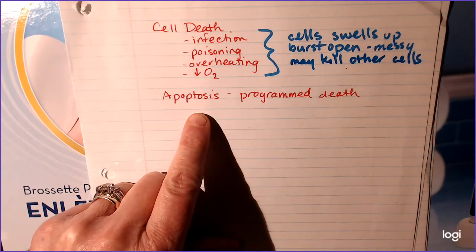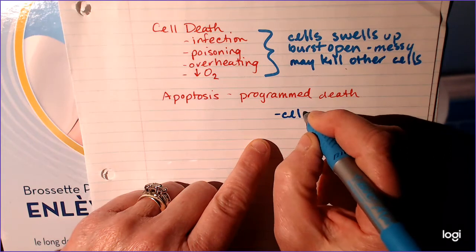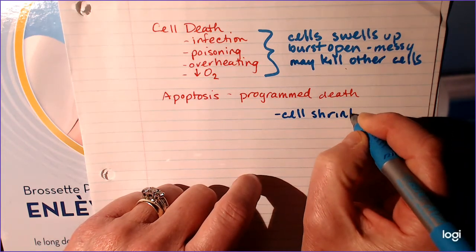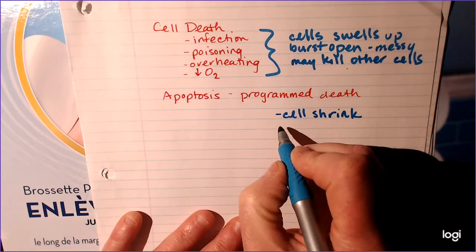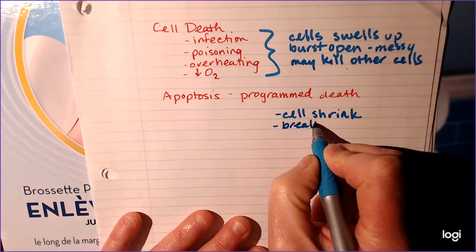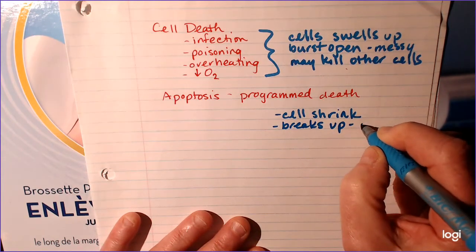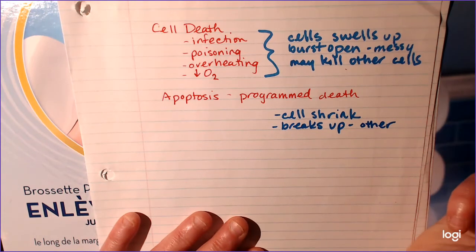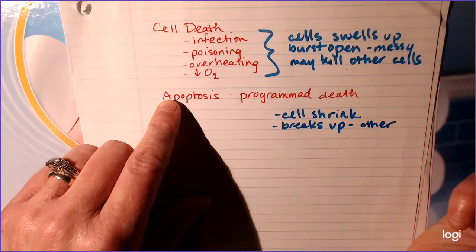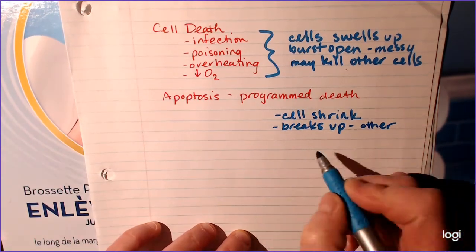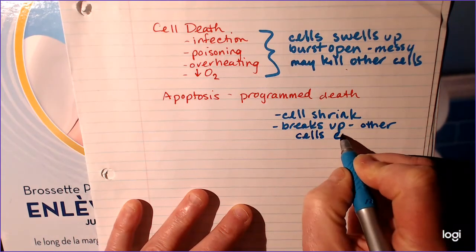Now with apoptosis, this programmed death, the cell tends to shrink. The cell just shrivels up on its own. It breaks up nicely. It's just going to shrink down, break up, and then other cells engulf it. So something like a white blood cell is going to come along and engulf that dead cell, and then the parts of the dead cell can be recycled by the organism. So other cells engulf them.